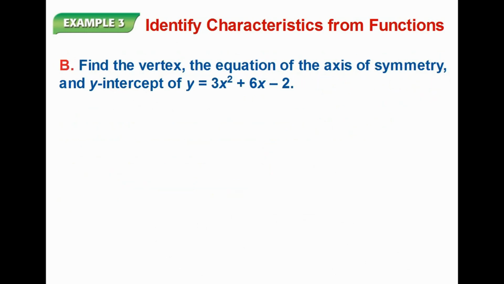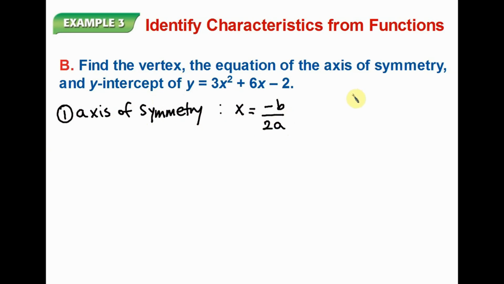Here's part B. Let's try one more time. This time I have y is equal to 3x squared plus 6x minus 2. Again, if you don't have a graph, it's kind of difficult to find the vertex right away. So what I'm going to do is find the axis of symmetry, which will use the form x is equal to, what was it? Negative b over 2a. In this case, a is positive 3. That's the coefficient of x squared.